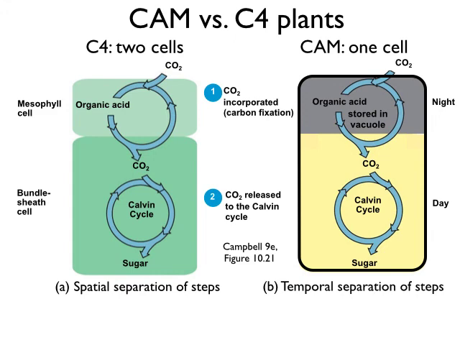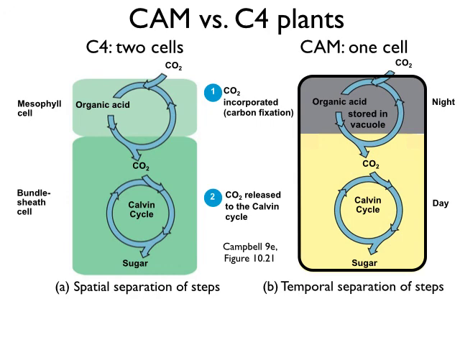And so in CAM plants, we fix CO2 at night into organic acids, which are stored in specialized vacuoles. And then during the day, those organic acids are used to liberate CO2, which can then enter the Calvin cycle. So in these plants, the carbon fixation happens during one phase of the day. The CO2 is released during a different phase of the day and used in the Calvin cycle to make sugar.